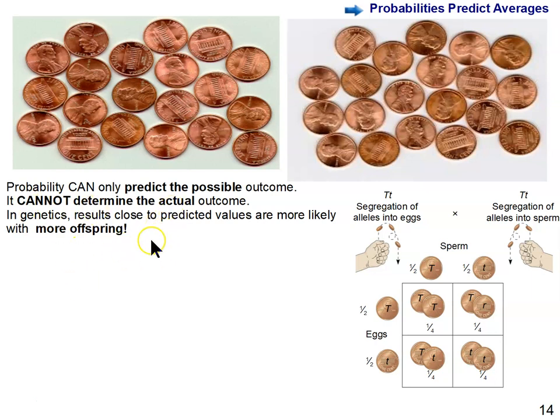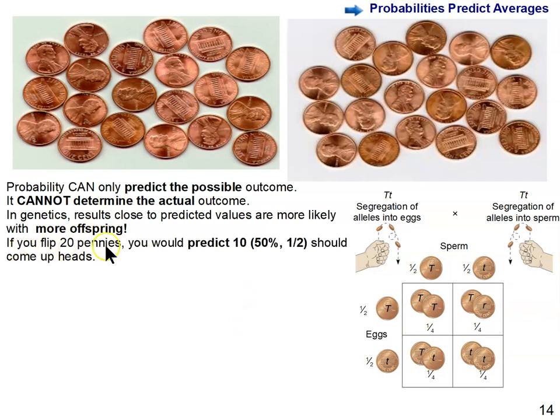So these predicted values can be considered the truth, but what actually happens may not always be the truth. The more you do it and average those results together, the closer it should get to the truth, or the predicted values. So there's an analogy here between what we're talking about and flipping coins, but notice there's an analogy here between the coins and the Punnett square. We'll come back to that in a minute.